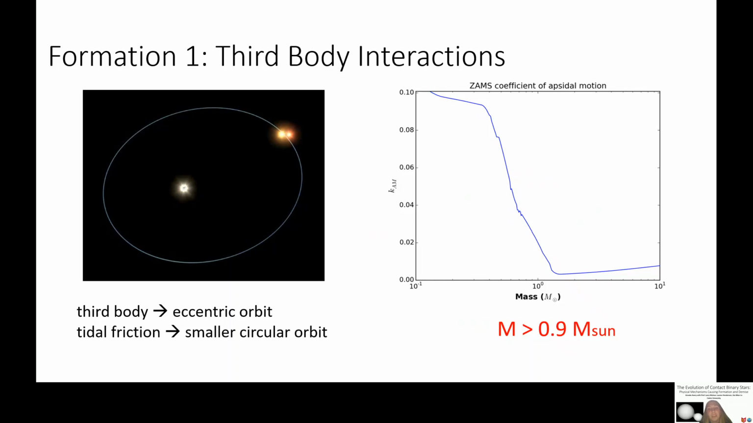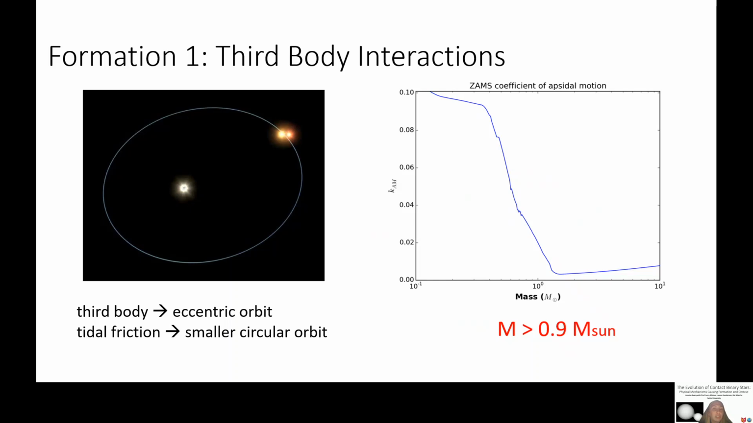And then we repeat. This cycle of third body oscillations increasing the eccentricity and tides attempting to recircularize causes the binary orbit to get smaller and smaller. This cycle stops when the precession rate, which increases for smaller orbits, equals the third body oscillation rate.